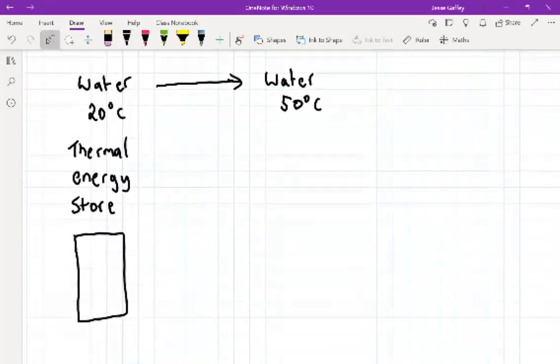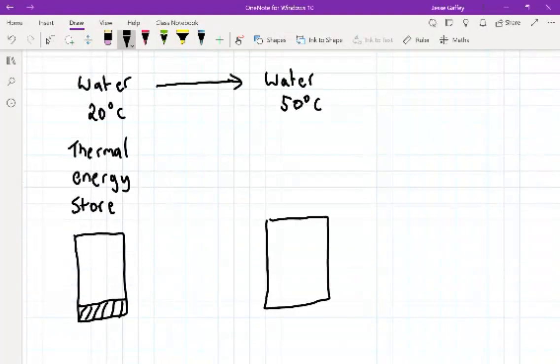And when it was at 20 degrees, there was only a small amount of energy in the thermal energy store. Now, there wasn't no energy there because it's still at 20 degrees. It could have been less. It could have been at 10 degrees or 0 degrees. That would be even less energy. But it is at 20 degrees, so it's got some energy there. And when we took it and we heated it up, we think of adding energy to the thermal energy store. So now the object has more energy in its thermal energy store. So we have added energy to that store.